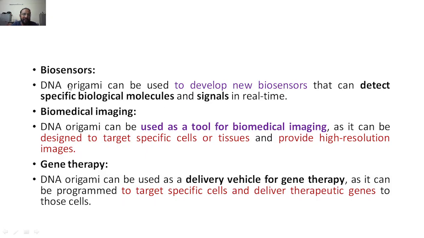Next, biosensors. All of you know what they are. DNA origami can be used to develop new biosensors that can detect specific biological molecules and signals in real time. Any biosignals you want to detect, it can be used. DNA origami can be attached to normal sensors, so that it will act as a biosensor. For example, if you want to detect a particular antigen, enzyme, protein, nucleotide, or any kind of biomolecule, you can have DNA origami on your biosensor, so that it can detect very easily since it has biological properties.